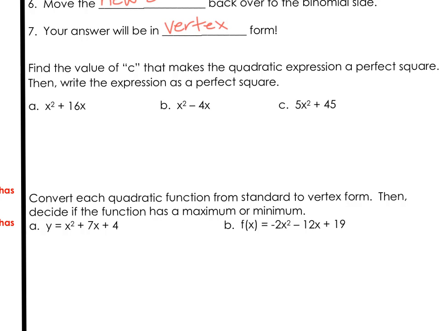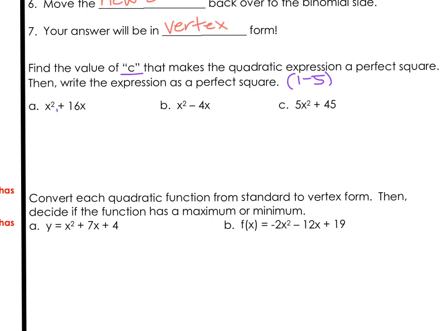It says find the value of c that makes the quadratic expression a perfect square. Then write the expression as a perfect square. For this, we're going to use just steps 1 through 5. We won't have to use all of the steps. Notice we have the x squared term and the bx term only. We don't even have a c to start with on this one. So actually for this part, we'll go right to step 2.